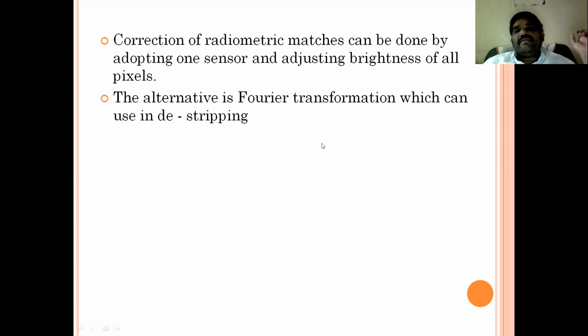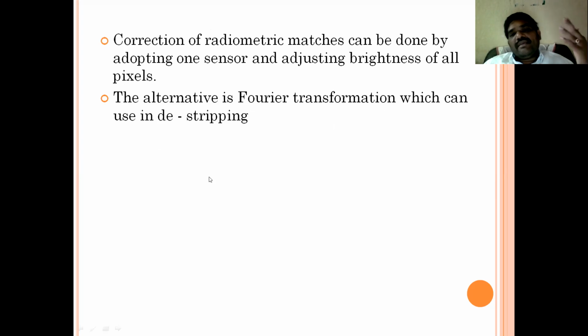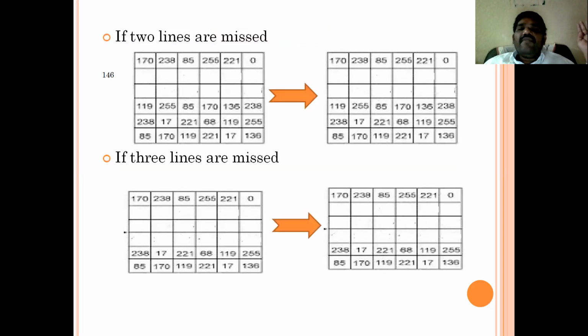And next one is de-striping. De-striping, in the sense, the high and low digital number values of an entire line will be removed by comparing with other standard satellite resolutions. That is one method, and the other one is Fourier transformations, which can be used in de-striping. And we have seen how and why.